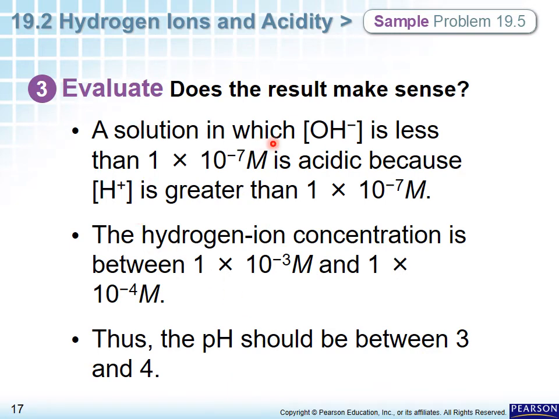Okay, a solution in which the OH is less than 1 times 10 power negative 7 is acidic because the H positive ion is greater than 1 times 10 power negative 7 molar. The hydrogen ion concentration is between 1 times 10 power negative 3 molar and 1 times 10 power negative 4 molar. So thus the pH should be between 3 and 4, and this is correct.